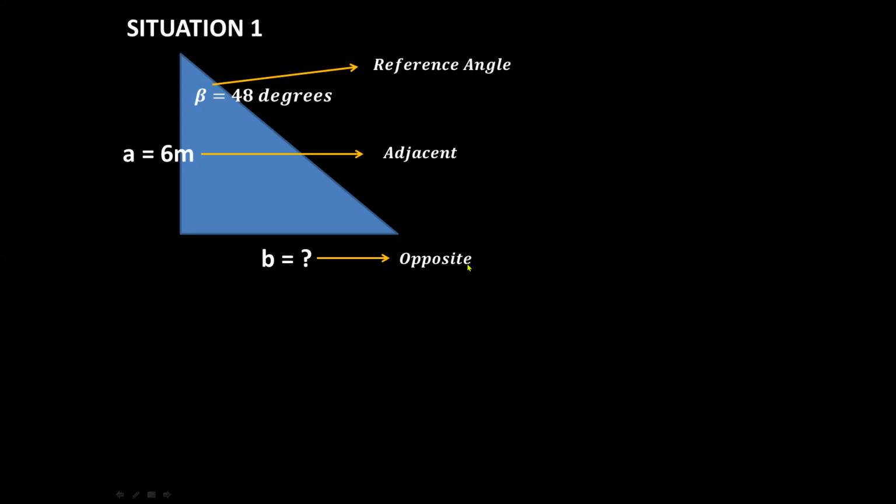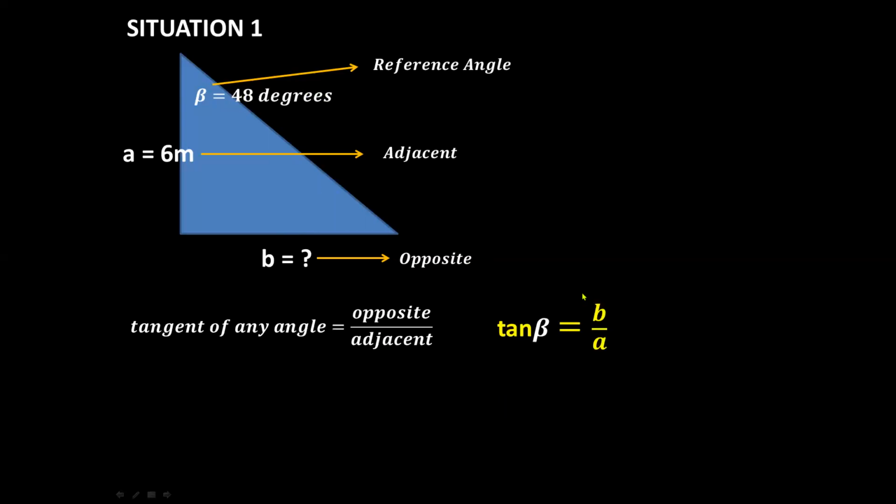Ito ay ang pagpili ng tangent theta or tangent beta. I mean, kasi beta ang ating given angle na ginamit. Angle beta is 48 degrees. So, wala namang angle theta eh. But the tangent of any angle is always equal to opposite over adjacent. That is why tangent beta is equal to opposite over adjacent. So ano ba yung beta natin? 48 degrees. Itatangent natin ngayon ang 48 degrees. Tangent beta is equals to b over a. Direct substitution. Tangent 48 is equal to b over 6.